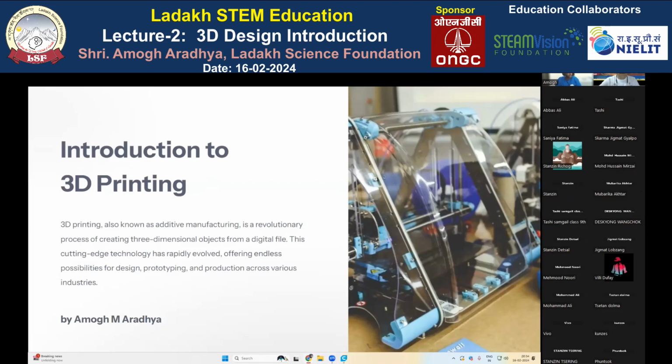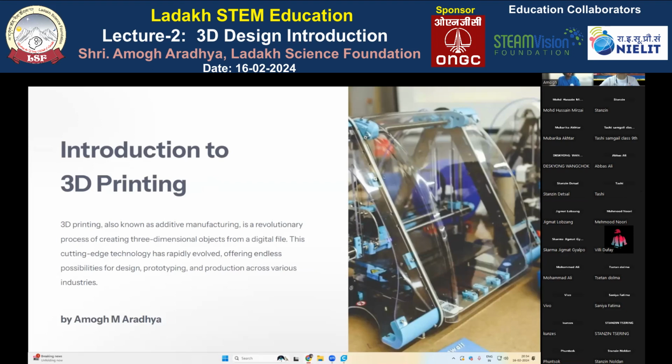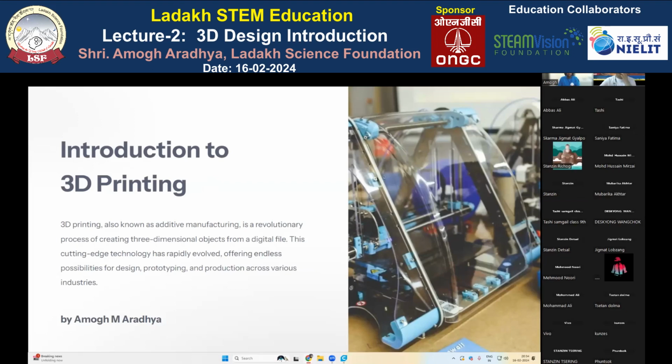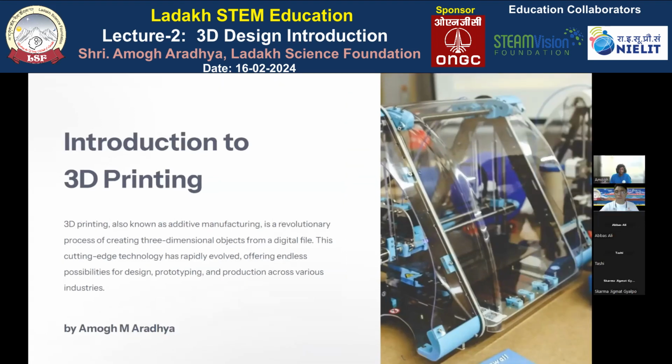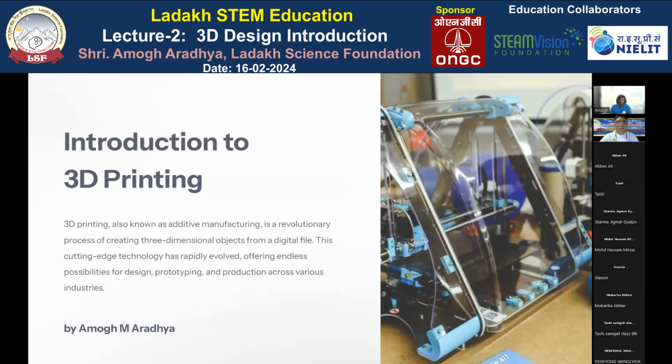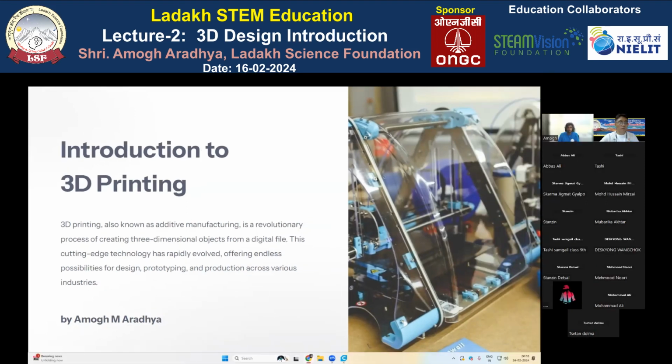I will start with the basics because I want everyone to get familiar with what a 3D printer is and what kind of 3D printing we would be doing. 3D printing is one form of additive manufacturing which can create 3D objects from a digital file. It started in the 1990s and has evolved rapidly, and many companies have come offering multiple solutions in designing, prototyping, and productionizing different things across various industries.